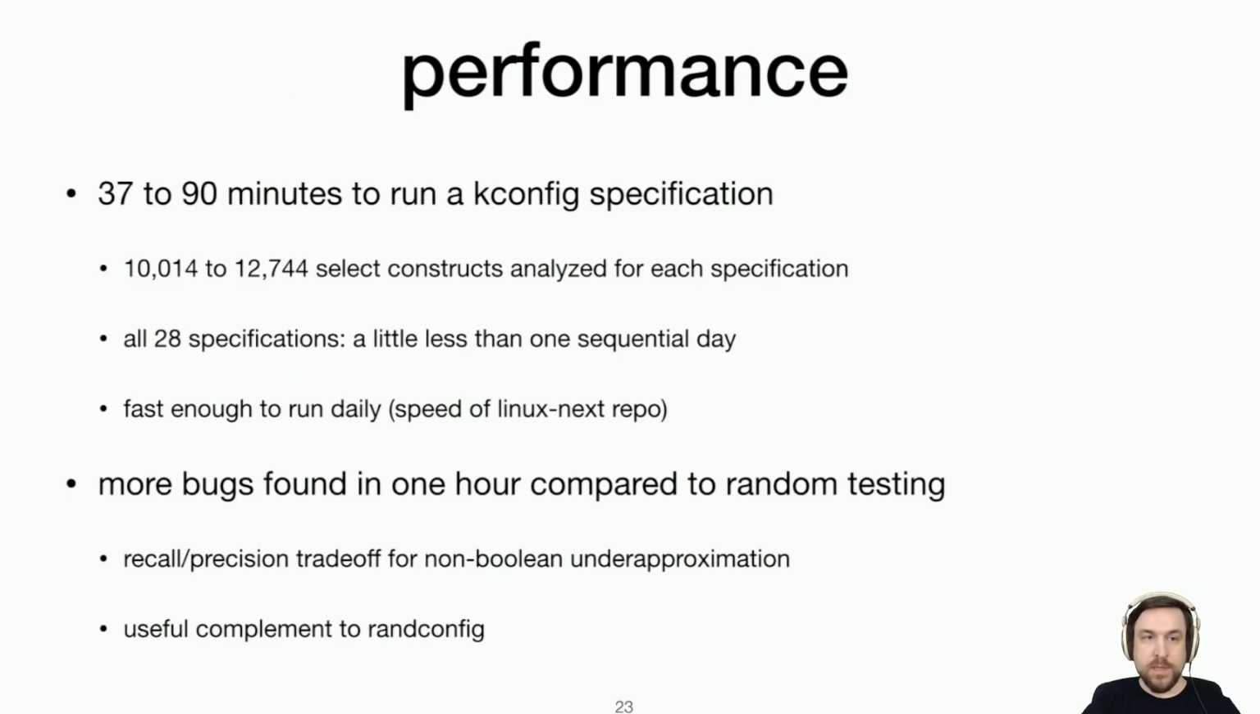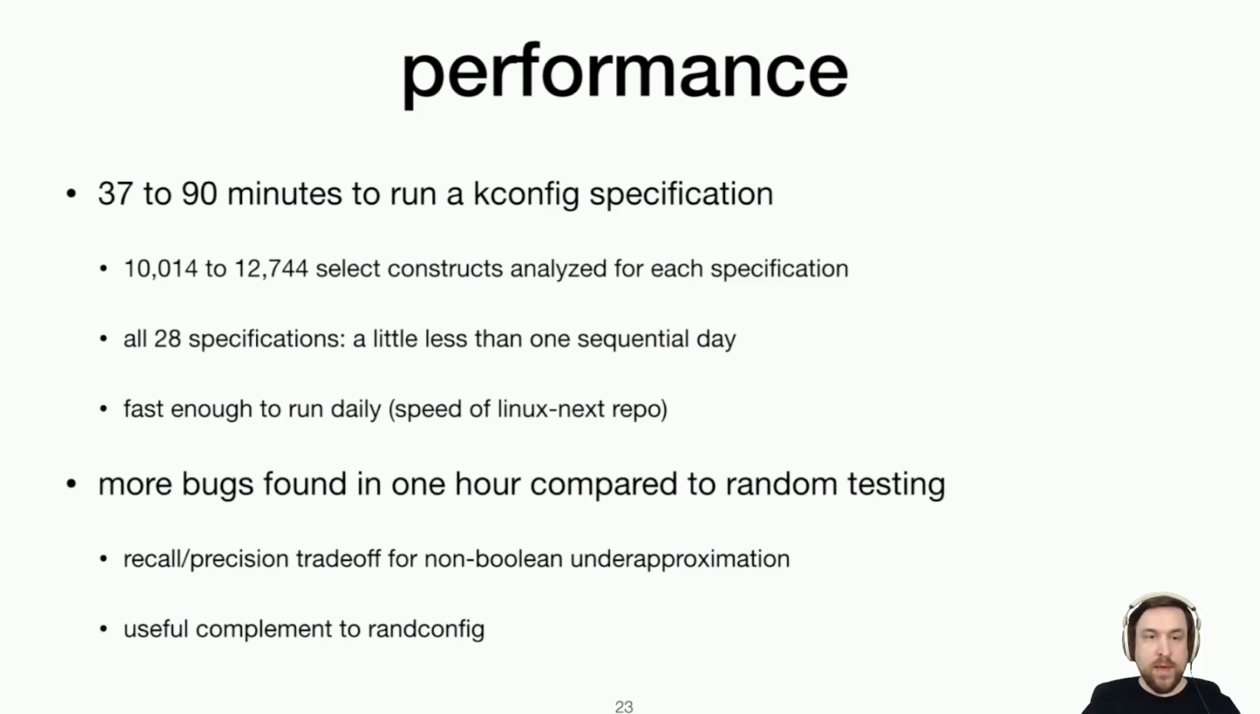So in terms of performance, each Kconfig specification for each architecture took between 37 and 90 minutes or so to run and analyze between 10 and 12 thousand or so select constructs. And so doing all of these 28 architectures takes a little less than a day, but if you can parallelize this, then you can get this done in an hour and a half.